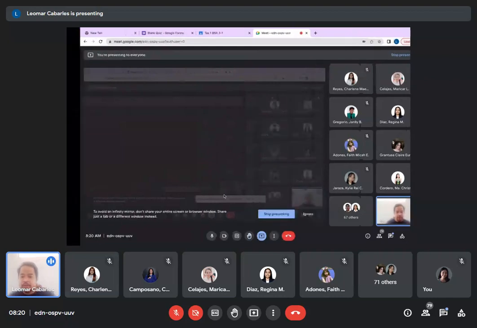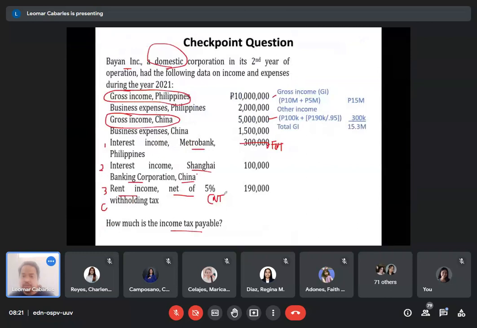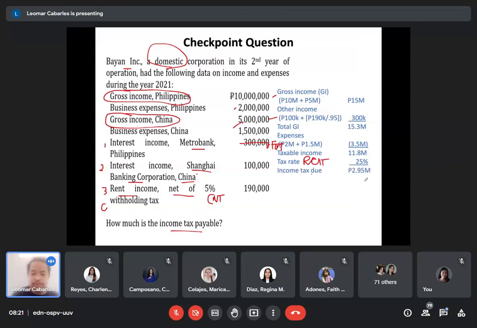So, ito yung total gross income. So, deduct natin yung expenses. That's the 2 million here and the 1.5 million. So, the taxable income is 11.8 million. Tax rate, yung RCIT ito, 25%. So, tax due is 2.95 million.